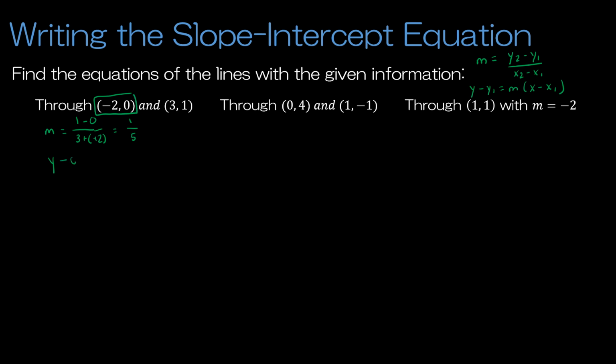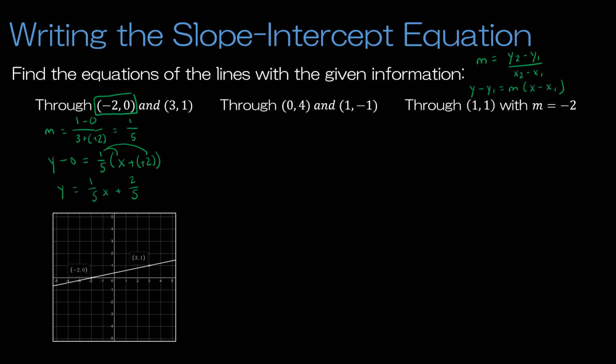So y minus the y value of that point, and then my slope 1/5, x minus the x value of that point. On the left-hand side, y minus 0 is just y. On the right-hand side, first on the inside, I'm going to keep flip change to make that x plus 2, and then I'm simply going to distribute the 1/5. So 1/5 x, 1/5 times 2 is 2/5. And if I take a look at my graph, it does appear that the y-intercept is at 2/5, and if I go up 1 over 5 from there, that takes me to another point on the graph.